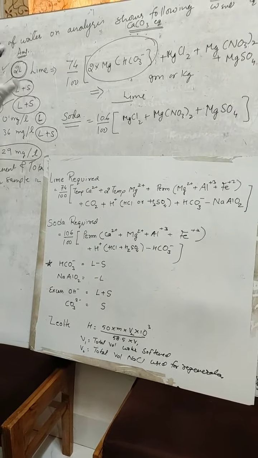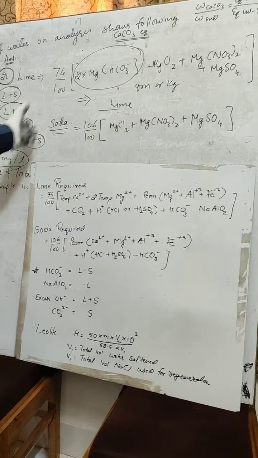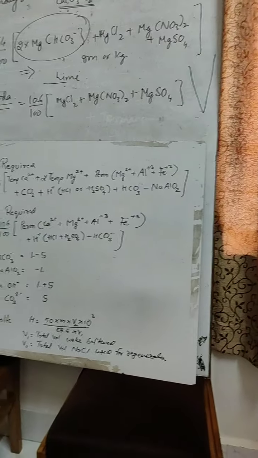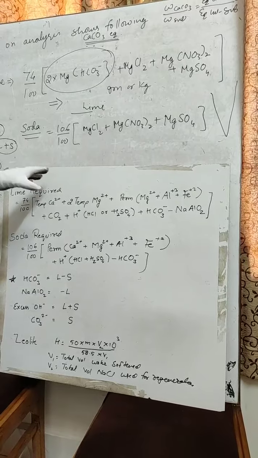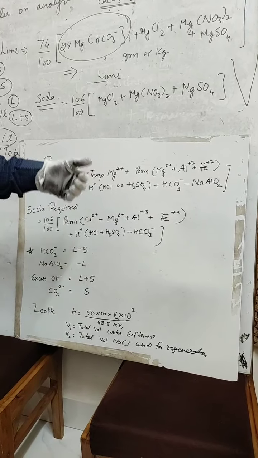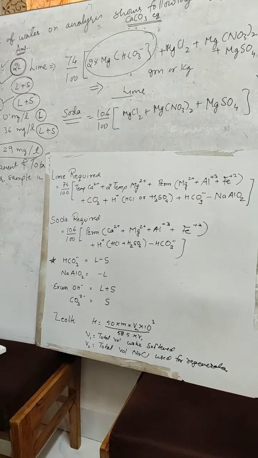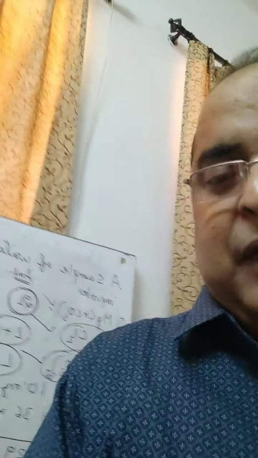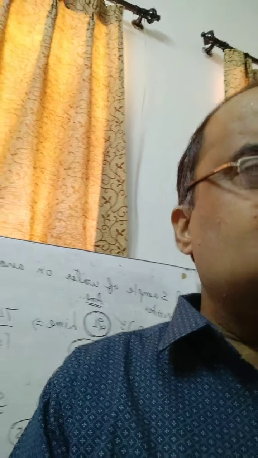Now this is for 1 ml of water. Suppose for 1000 ml, into 1000. If you want to calculate it for V liters of water, then you have to multiply it by V, and for number of days or number of operations, depending on the question that is given. So in this manner, by using these formulas, you can easily calculate the lime and soda required. These two formulas are basically used for calculating the lime soda requirement.